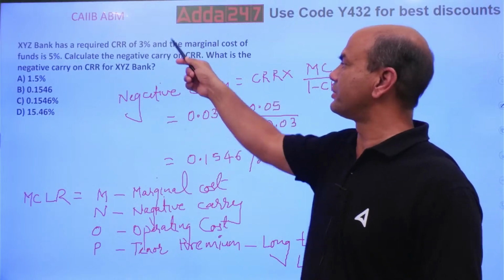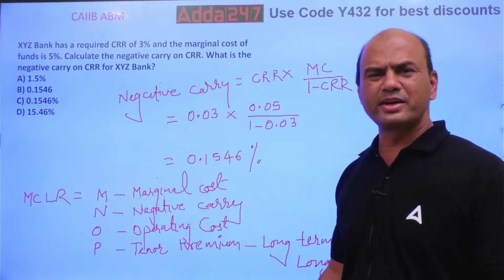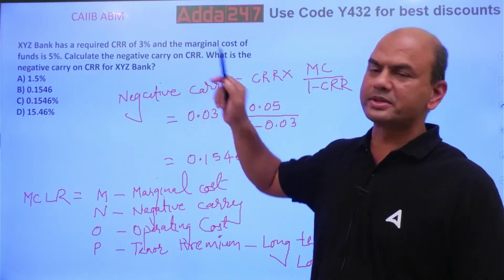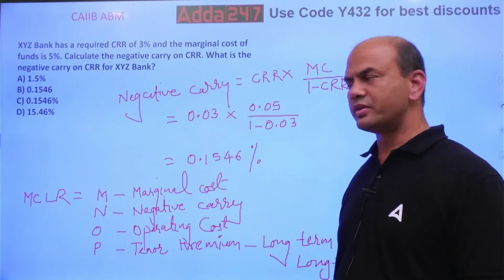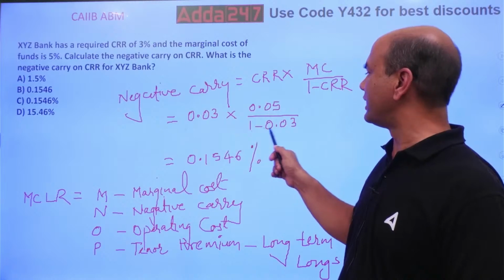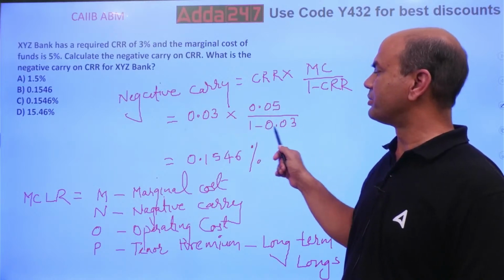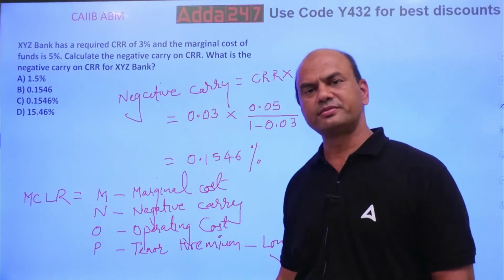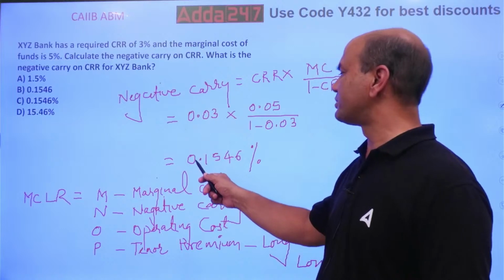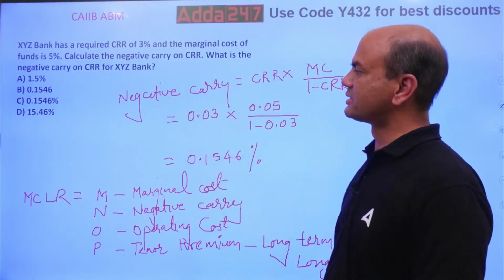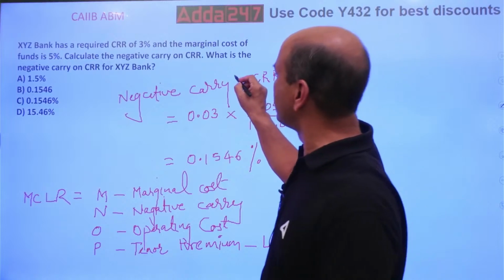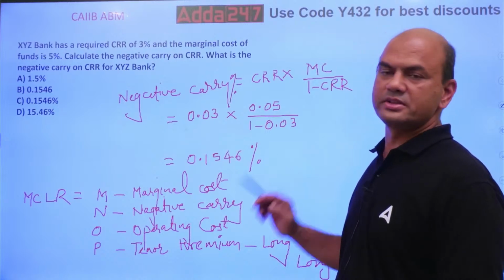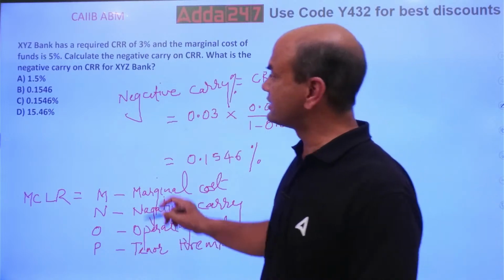So what is CRR given? 3%, 0.03. Percent means divided by 100. 0.03 into marginal cost. What is given? 5%, so 0.05, divided by 1 minus 0.03. So solve this. Try this, solve this everyone. You must get this answer as 0.1546, and this is in percentage, negative carry percentage. Okay, it is 0.1546, that is the percentage. So the answer is C.